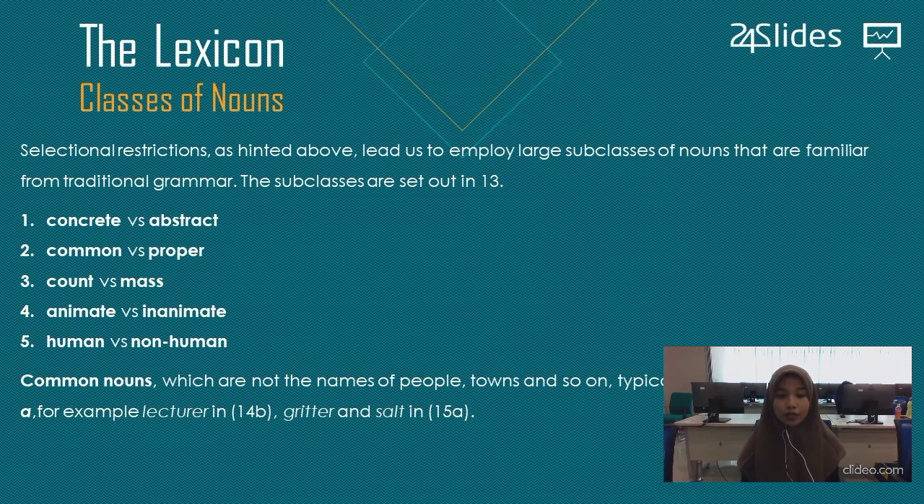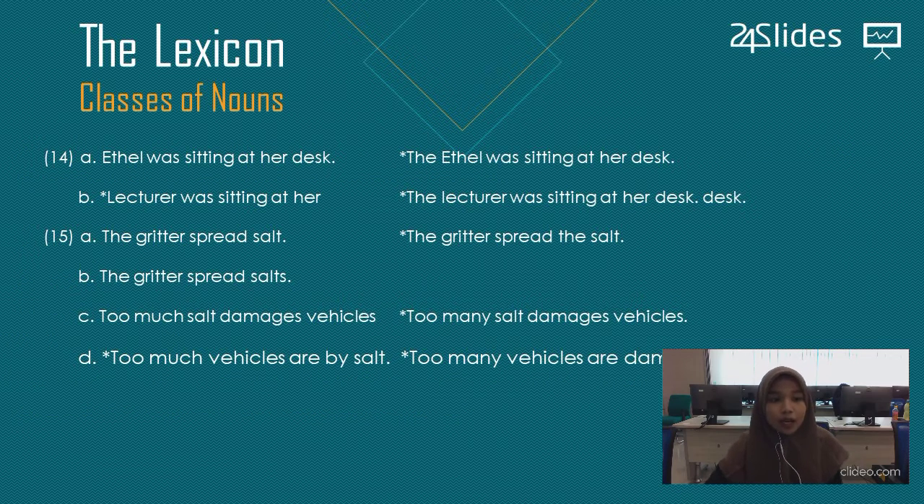Common nouns, which are not the names of people, places, and so on, typically allow or require the or a. For example, lecturer in 14b and thought in 15a. For the example is, Ethel was sitting at her desk. Lecturer was sitting at her desk. The Ethel was sitting at her desk. The lecturer was sitting at her desk.